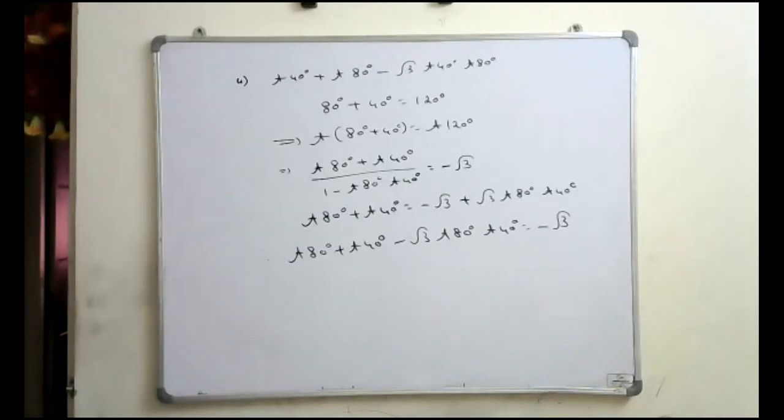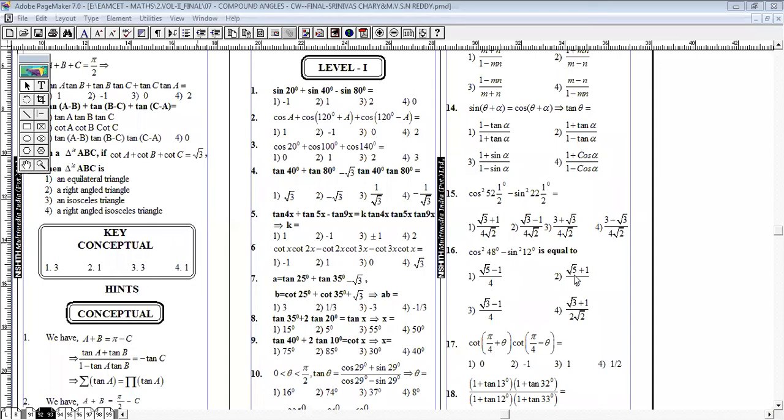Next, look at the next problem. Observe this problem number 5. Tan 4x plus tan 5x minus tan 9x is equal to k times tan 4x into tan 5x into tan 9x. So you have to find this.